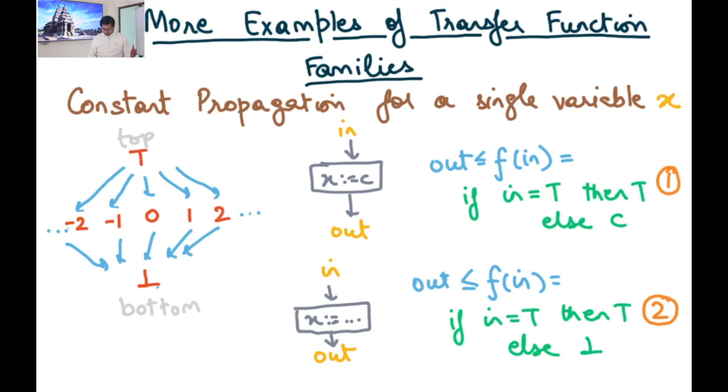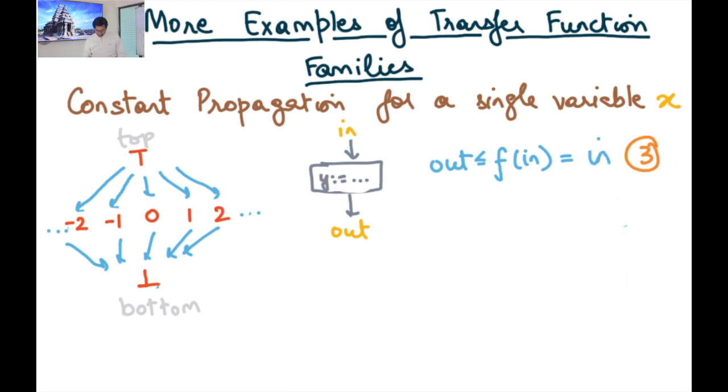Similarly, there was another transfer function, which was for another statement where we are not assigning x to a constant c, but some arbitrary expression, which I am denoting with this dot dot dot. And in this case, the transfer function looks like the one shown here, which I'm labeling as the second transfer function. The first one I'm calling the first transfer function. So it says if in equals top, then top, just like the first transfer function, else bottom, because we are assigning some arbitrary expression to x. We can't be sure that the arbitrary expression is going to be a constant or not. So conservatively, we just assign the value bottom. And this forms our second transfer function in the family of transfer functions for this particular data flow analysis of constant propagation on a single variable.